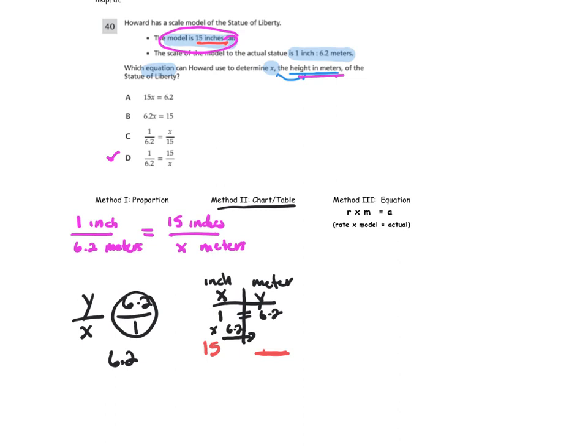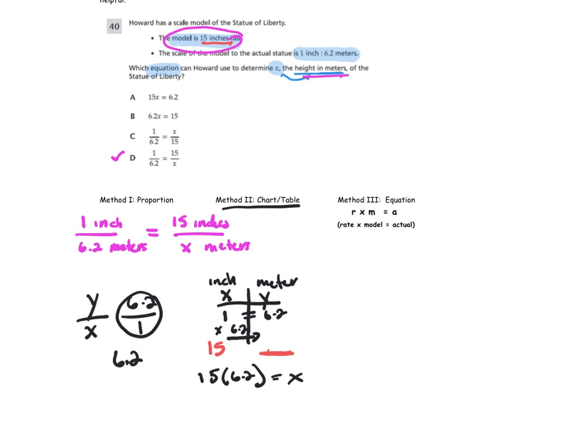So the equation that we're looking at right now is 15 times 6.2 equals x. If we look up above, we see 15x equals 6.2. Well, that's not what we have. And we see 6.2x equals 15. That's not what we have. So those are not looking like they're going to work.